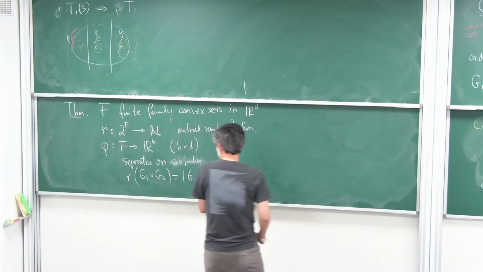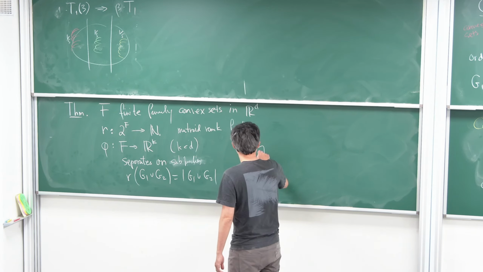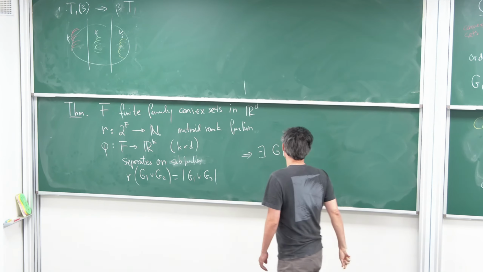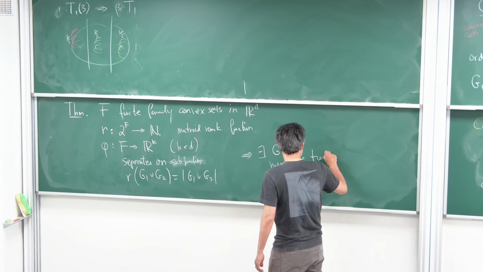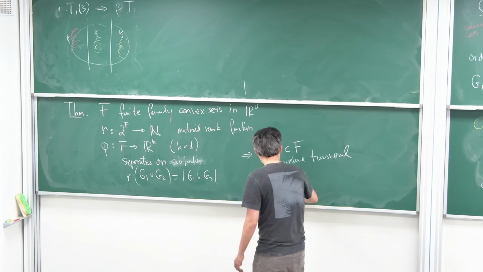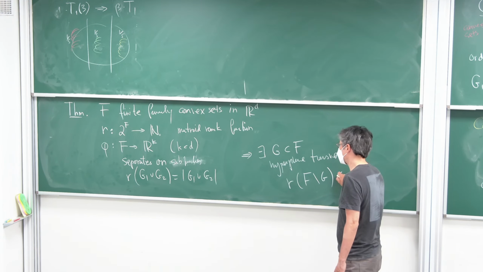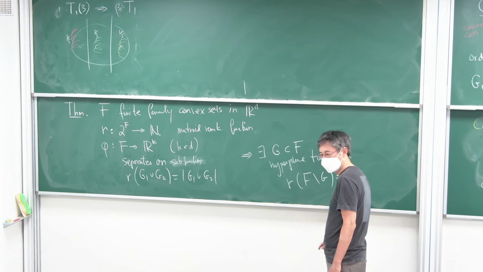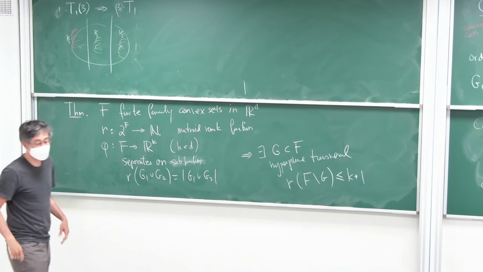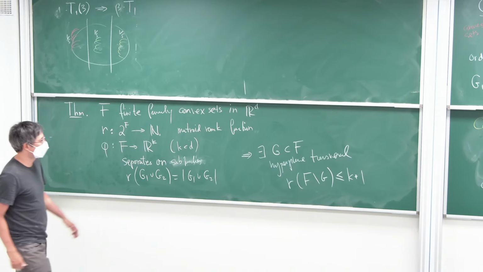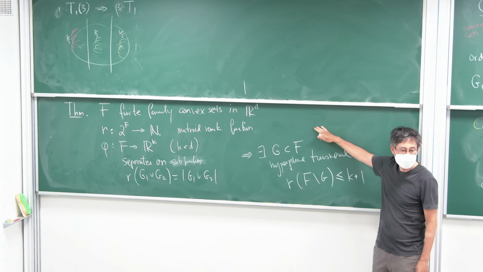I'll go specifically into what this means. Then there exists a subfamily G which has a hyperplane transversal, and it's large in the following sense: the rank of F minus G is at most k minus 1. k plus 1, sorry. So there are a lot of new concepts here. I'm not coloring anymore by colors like this. What this is called is a matroid coloring.